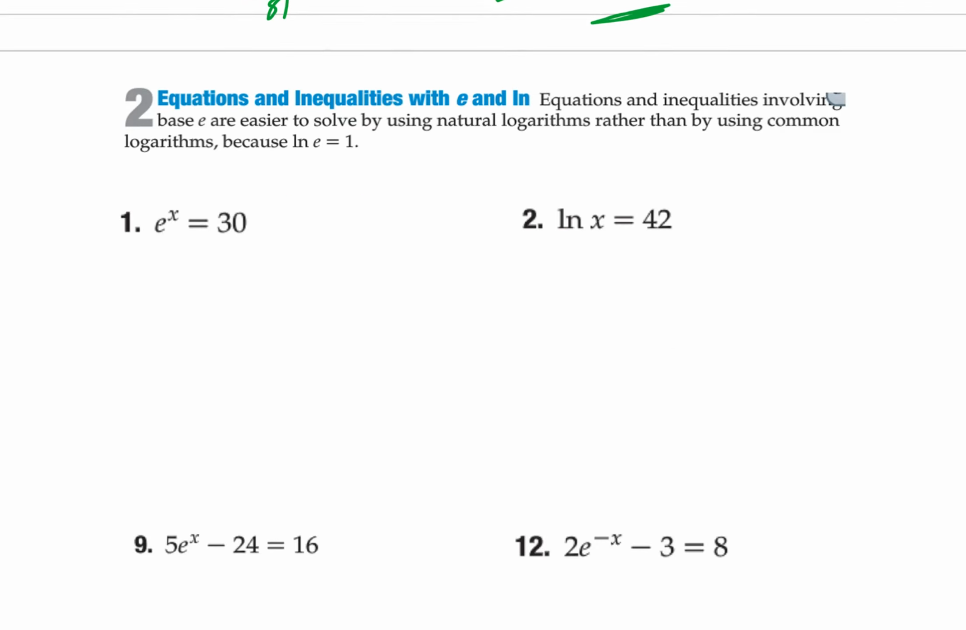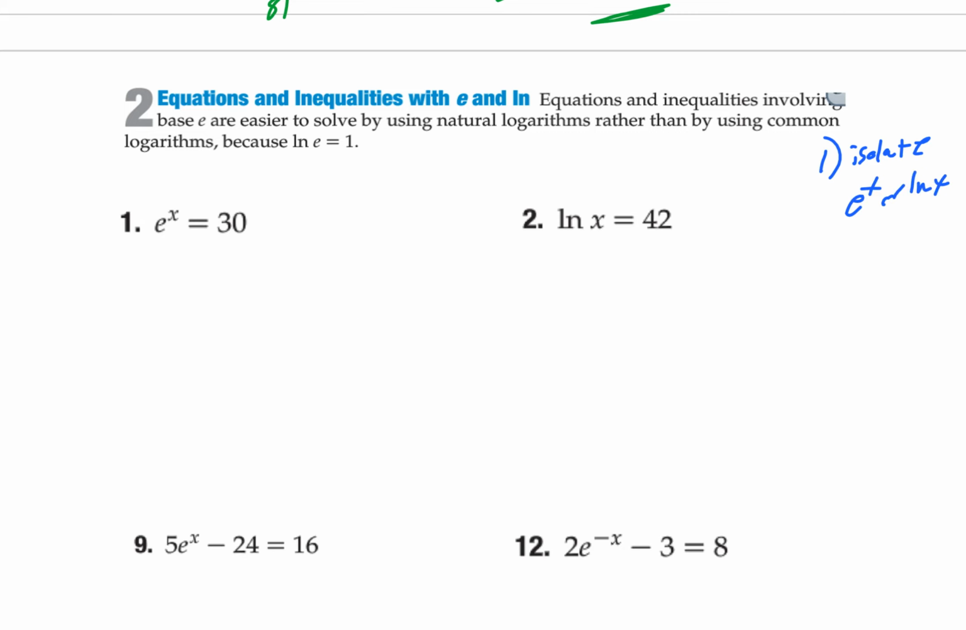So remember the general rule is, if you have e to the x, you want to be able to take a natural log. If you have natural log, you want to be able to take e to the x. But like solving any problem, first thing first is isolate either e to the x or natural log of x, right?